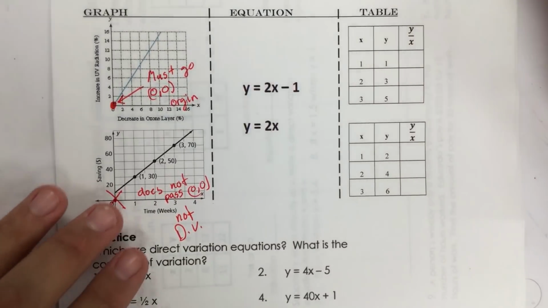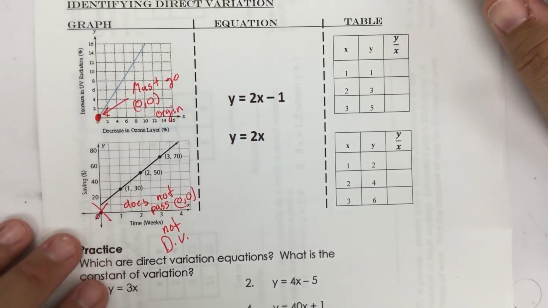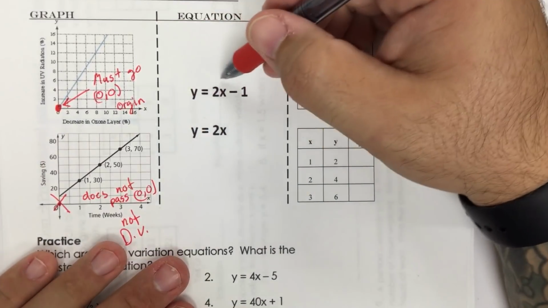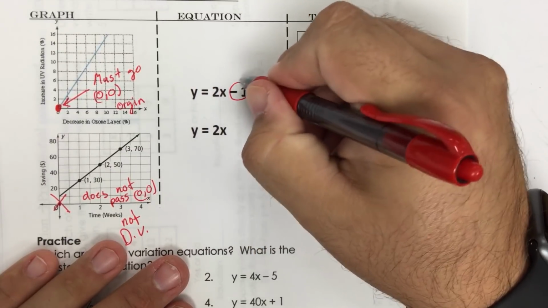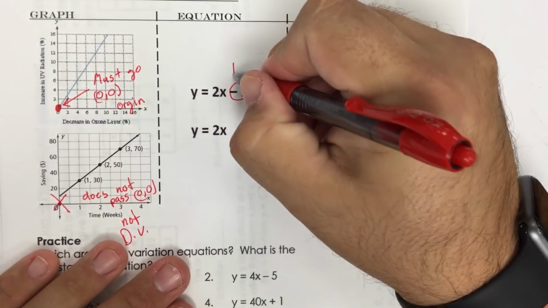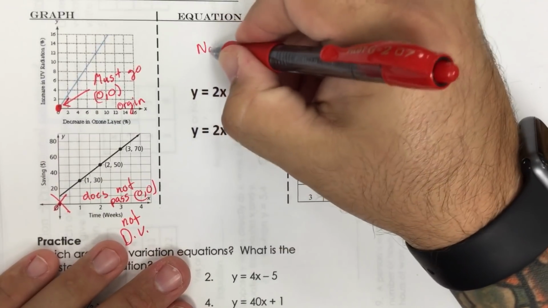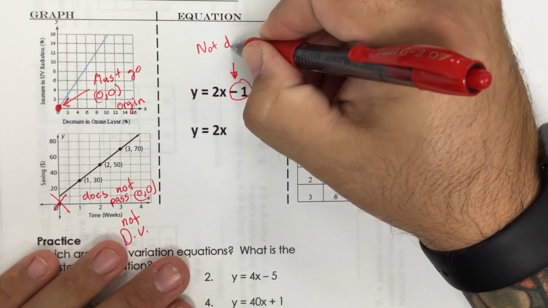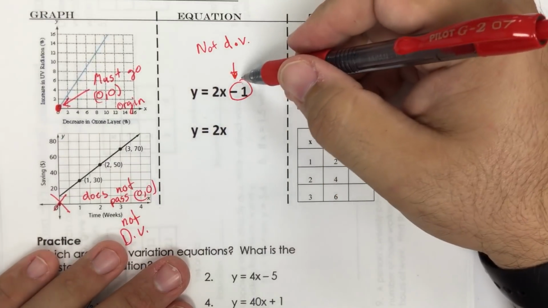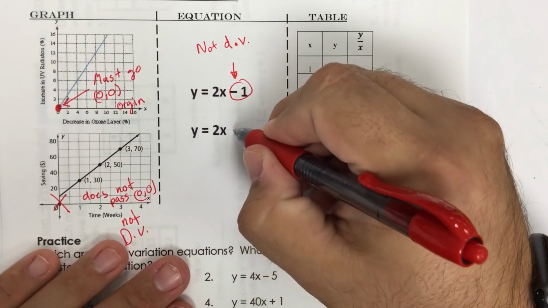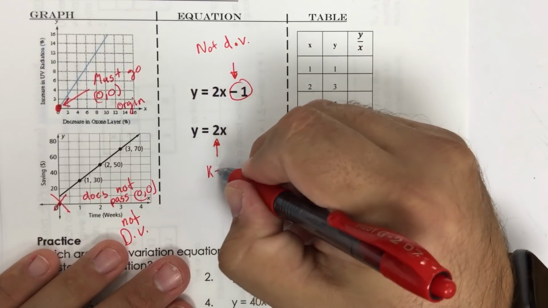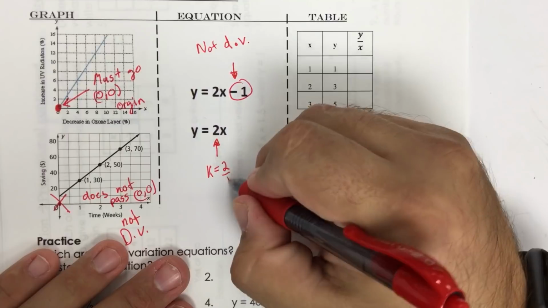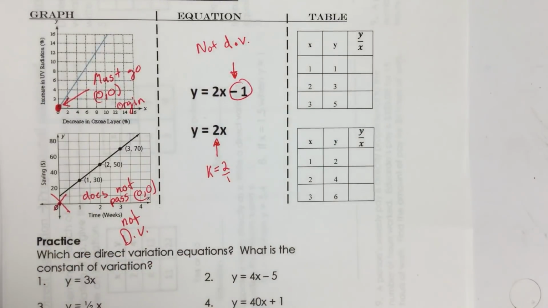All right, now let's look at my equations and you'll see the difference between the two. One is y equals 2x minus 1. The other is y equals 2x. Well, look at this. We have this minus 1. This minus 1 is what's going to show us differently. This is not a direct variation because it has that minus 1. This one is, because we're not adding or subtracting anything. We have a constant, and that's it. Your k is equal to 2, or in some cases, 2 over 1, because we do slope, rise over run. So that is direct variation.